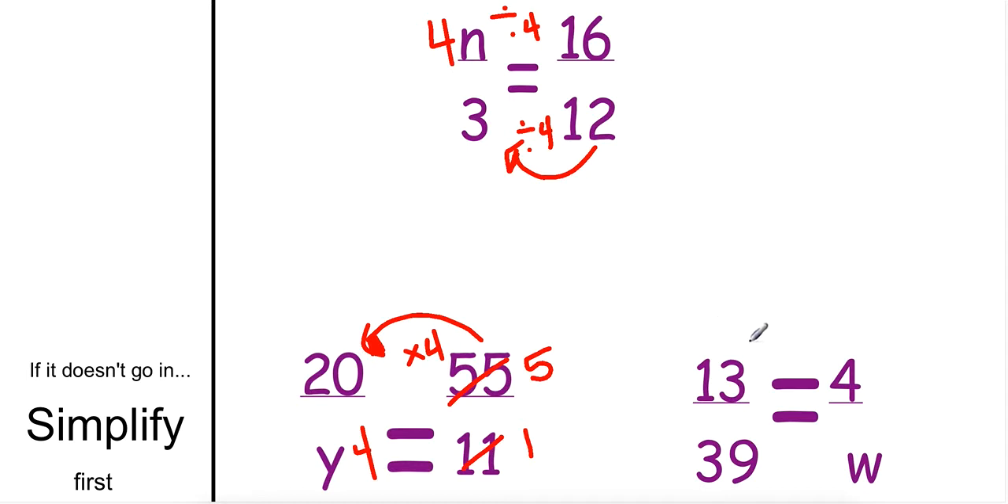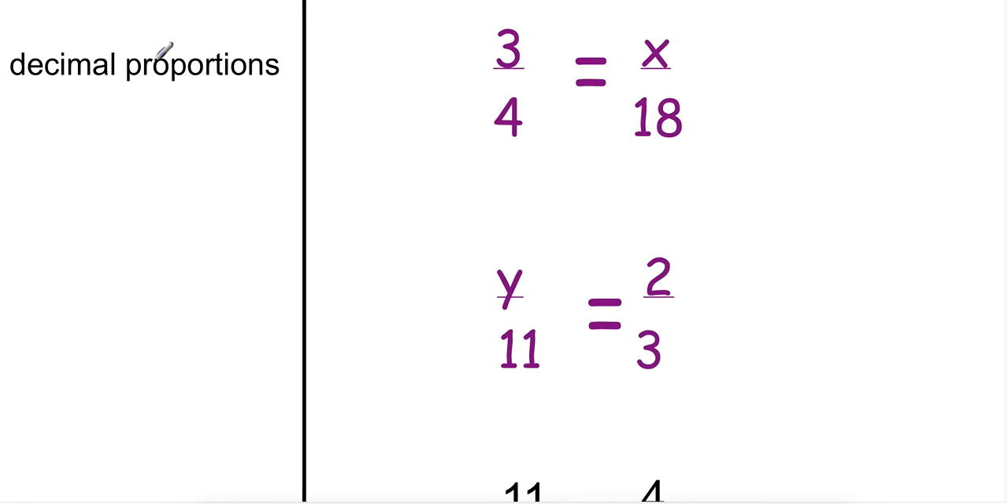So try this one. Does 13 to 4 go nice, ask yourself? The answer is no. So I need to divide. 13 divided by 13 is 1. 39 divided by 13 is 3. Now 1 times 4 gets me to 4. So 3 times 4 is 12. So 4 to 12 is the same as 13 to 39. So what happens when number 1, I find my proportion. 2, it doesn't go in, so I simplify.